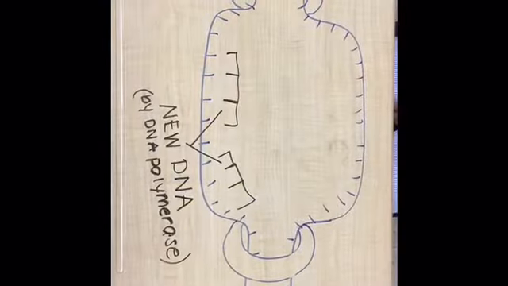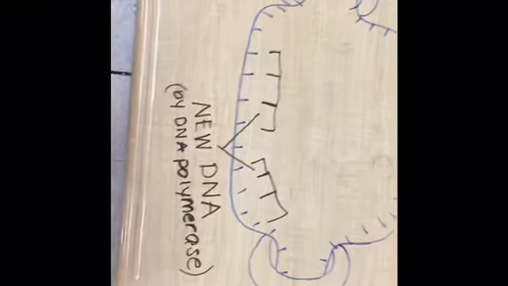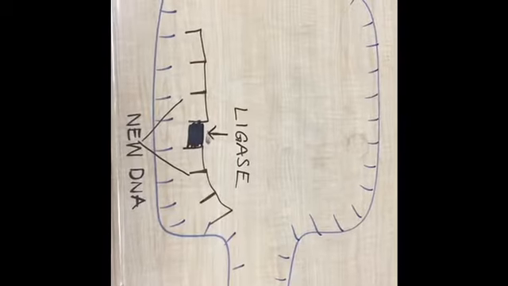In the third step, RNA is replaced completely by DNA polymerase. In the fourth step, ligase attaches broken DNA.